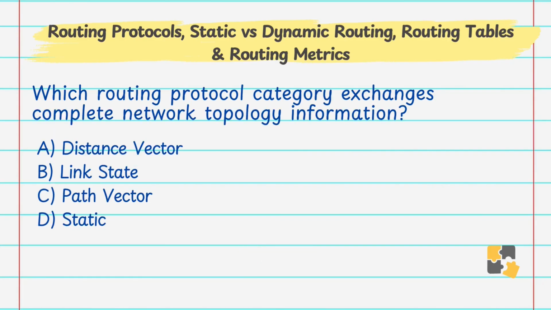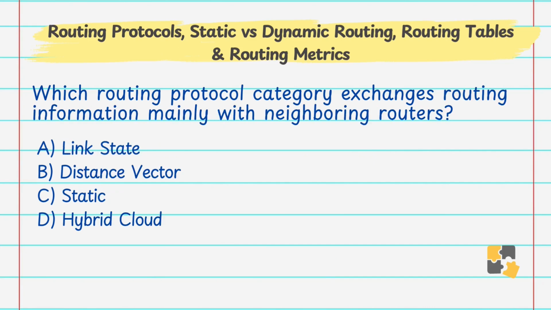Which routing protocol category exchanges the complete network topology information? A. Distance vector, B. Link state, C. Path vector, D. Static. Answer is B. Link state. Link state protocols create a complete map of the network before calculating routes. Which routing protocol category exchanges the routing information mainly with the neighboring routers? A. Link state, B. Distance vector, C. Static, D. Hybrid cloud. Answer is B. Distance vector. Distance vector protocols share the routing tables with directly connected neighbors.